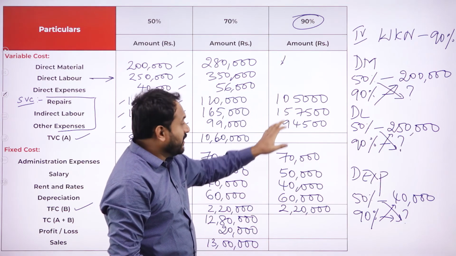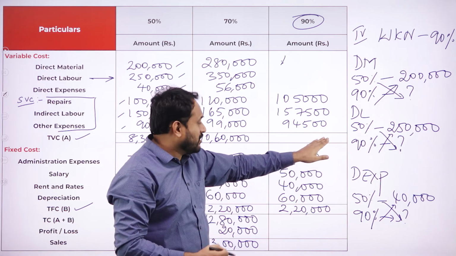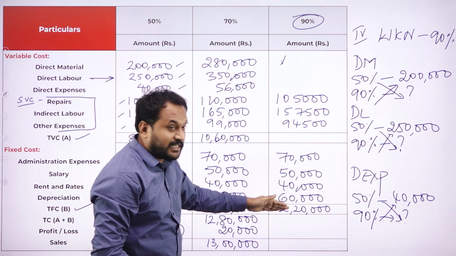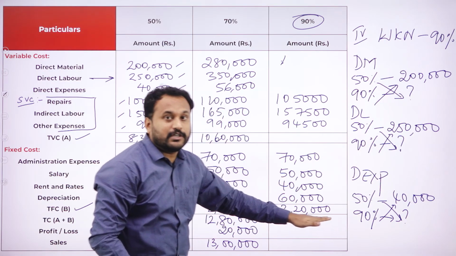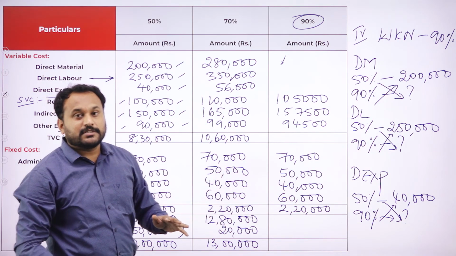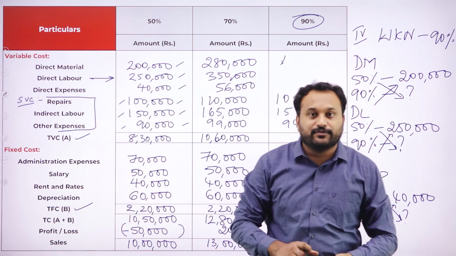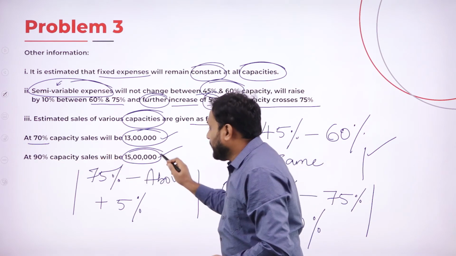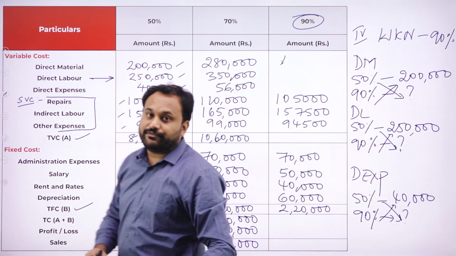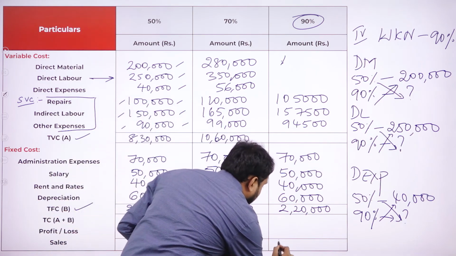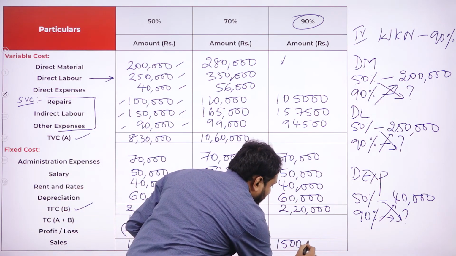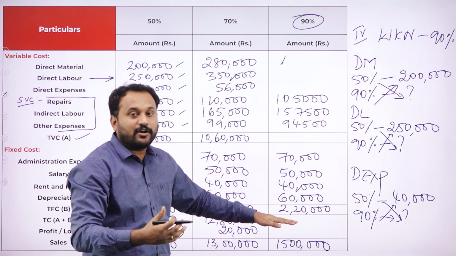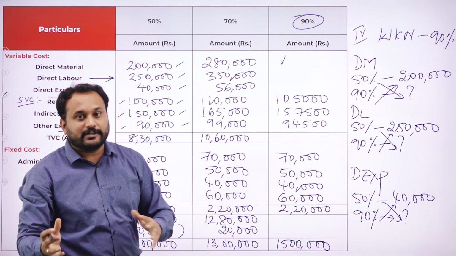Later you calculate, then you write the total variable cost. Now what happens is, fixed cost remains same. So TVC plus TFC, you are supposed to write the total cost. And here students, the estimated sales for 90% is given in the problem, that is 15 lakh. So you will be writing how much? 15 lakh here. So you will write here 15 lakh. Now whatever the total cost is, if it is exceeding or if it is less, you know what is the profit and what is the loss.